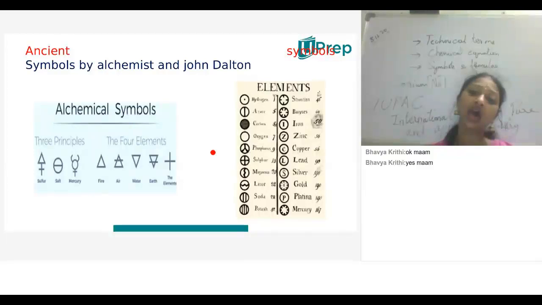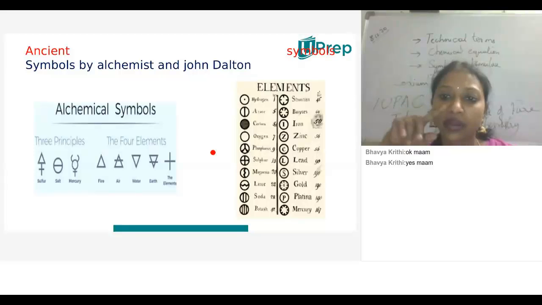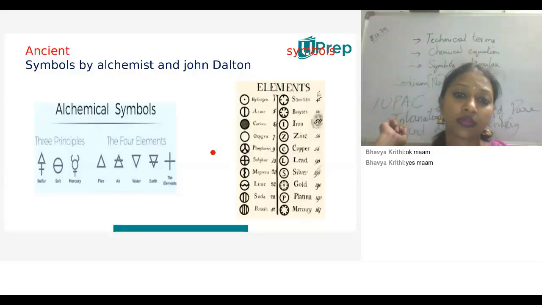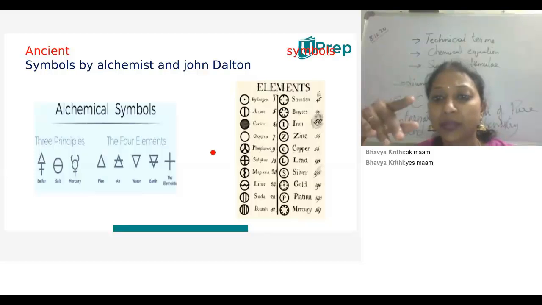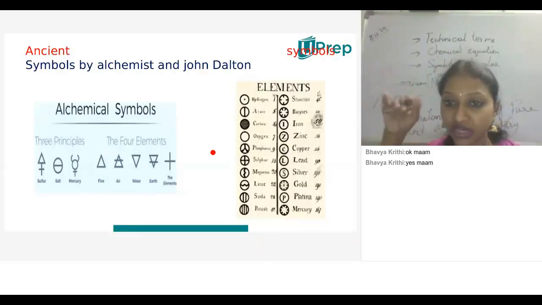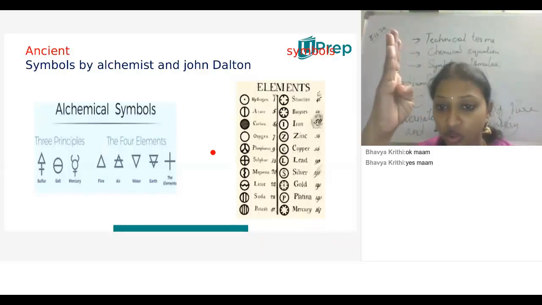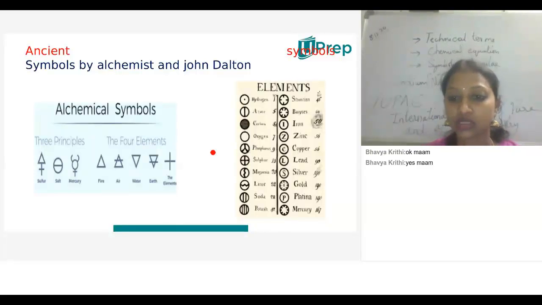So, have you seen graph paper anytime? Rectangular graph paper? Yes, ma'am. If we divide the graph paper from the center into four different zones, like a plus mark, they divided four different zones. Fire at the top, water at the bottom, air towards the left, and earth towards the right.